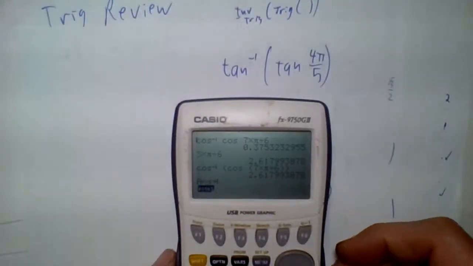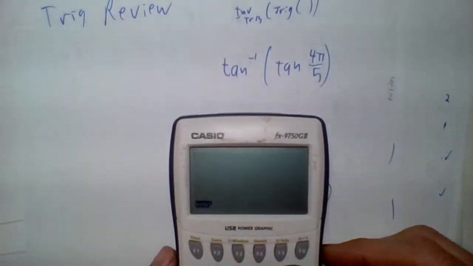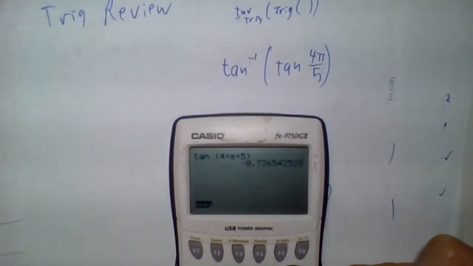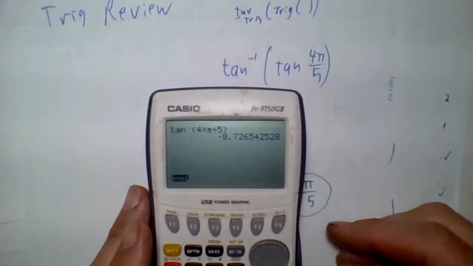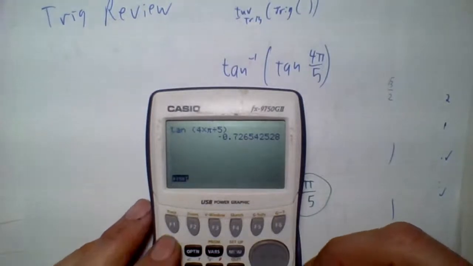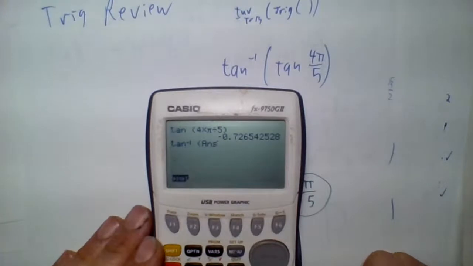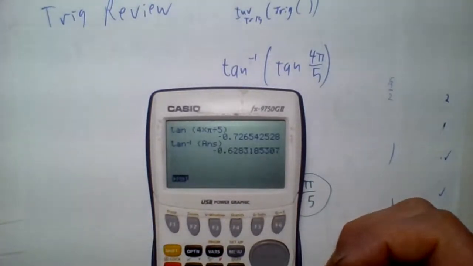I'm going to do this a step at a time on this one instead of doing the composition. First thing that happened there was tangent of 4 pi over 5. 4 times pi divided by 5. You should get this. That's the slope of that line, actually, negative 0.7 something. The inverse tangent of a negative slope. So the inverse tangent of that answer should give you that negative value. Inverse tangent of a negative comes out negative.